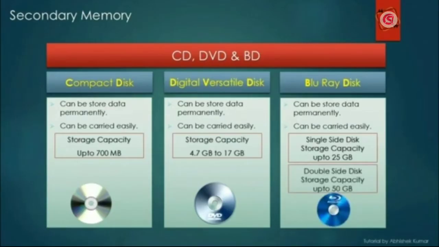Next we have CD, DVD and BD. CD stands for compact disc, DVD stands for digital versatile disc, and BD stands for Blu-ray disc. All these three are portable so that you can carry your data anywhere easily, but their storage capacity differs. A CD can store up to 700 MB of data. It can store text, images, videos and sound.